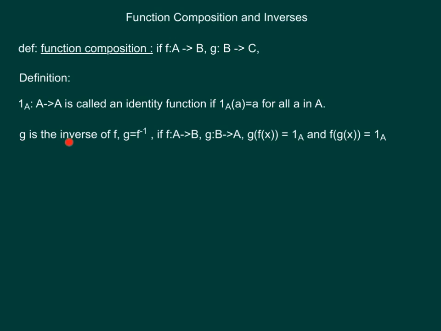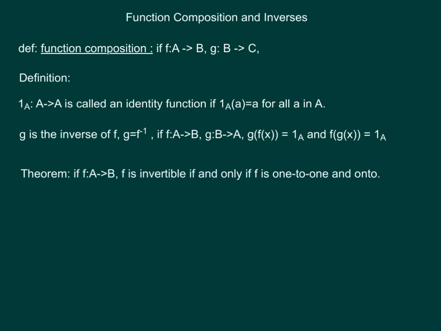We also have the idea of an inverse. So g is the inverse of f, and we denote that with g equal to f raised to the negative 1, if f goes from A to B, and g goes from B to A, and g composed of f is the identity function, and f composed of g is the identity function. So the idea of the inverse is it kind of undoes what the function does. So if f of x maps x somewhere, g undoes it and just gives you back the original. Same for f of g of x.